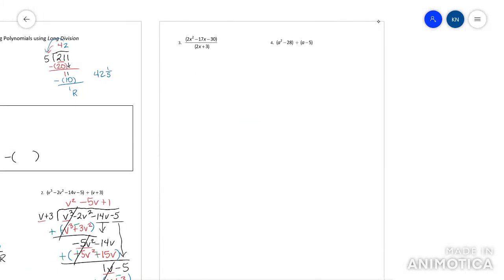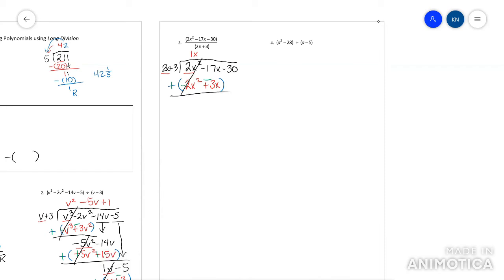Okay, this next one, we've got 2x squared minus 17x minus 30 divided by 2x plus 3. First term divided by first term. 2x squared divided by 2x is 1x. You can just put x if you want. Then I distribute. So that's going to make 2x squared plus 3x. Then I have to subtract this whole thing. So make it a plus, change the signs, then combine.